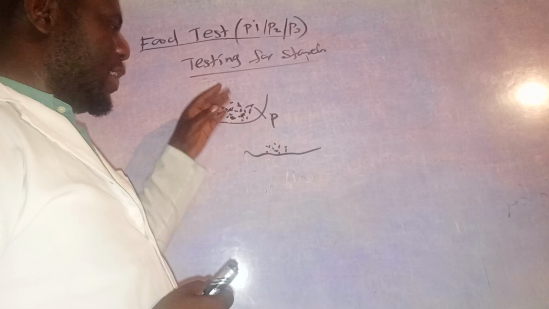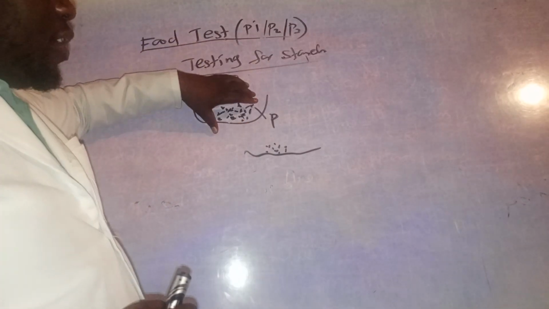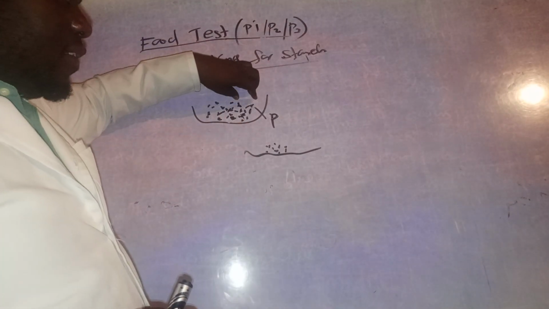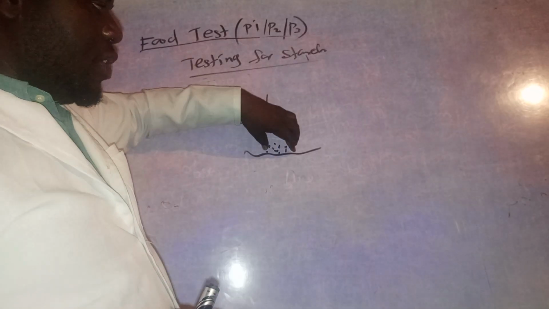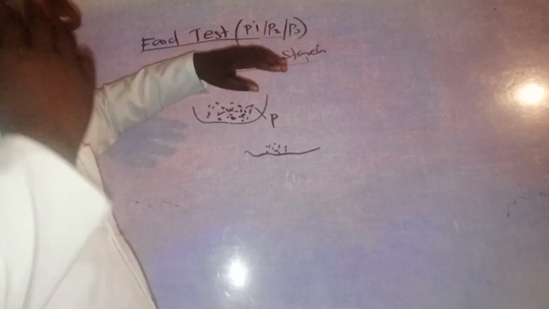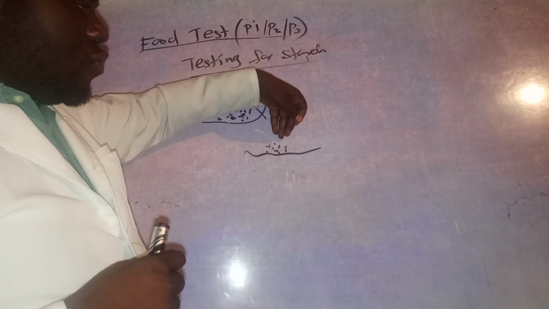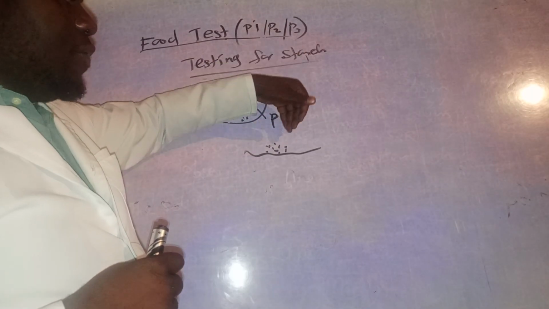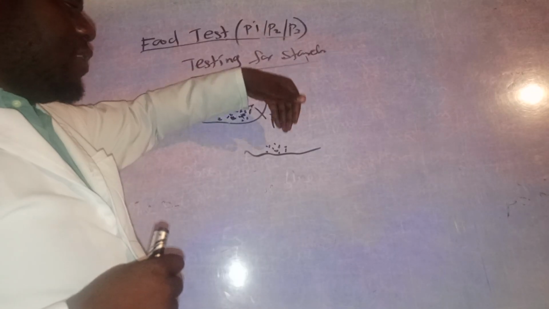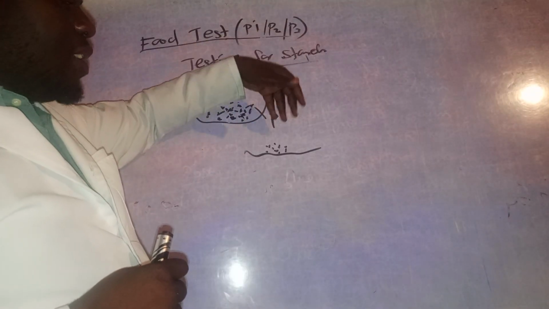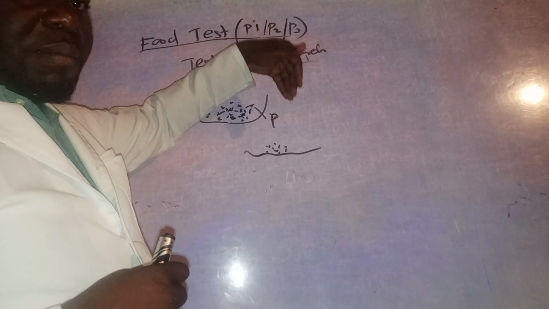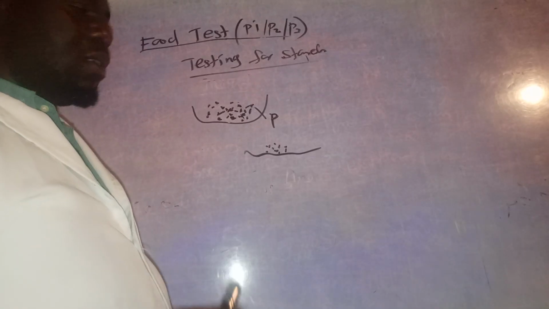So don't forget, in case the sample given is in powder form, you just get a small sample and put it on the white towel. Then you add 2 drops of iodine solution, and if the color changes to blue-black, starch is present. If the color remains brown, starch is absent.